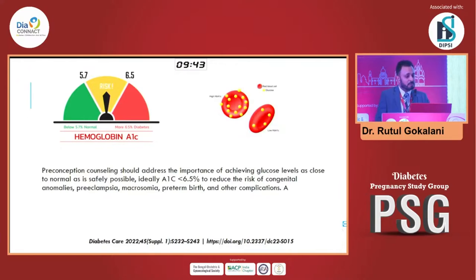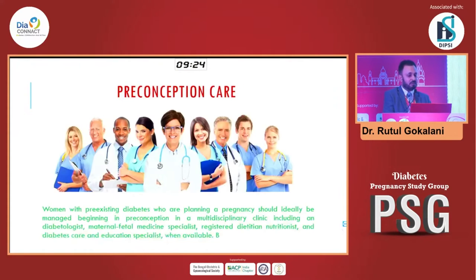So, preconception counseling should address the importance of achieving glucose levels as close to normal as is safely possible, ideally HbA1c 6 or 6.5, to reduce the risk of congenital anomalies, preeclampsia, macrosomia, preterm birth, and other complications. Preconception care has already been talked about a lot.